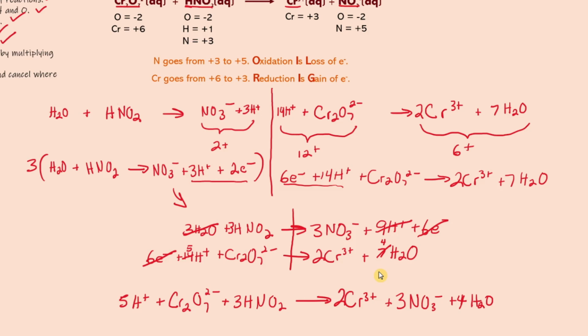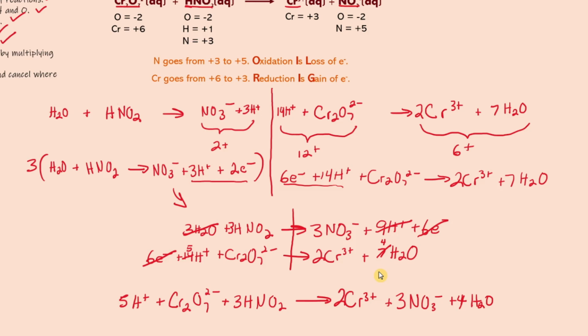Okay, so now as a final check, let's balance everything out and see what we're left with. The first thing we're going to notice is we've got 5 plus 3, we have 8 hydrogens. Here we have 4 times 2, we have 8 hydrogens. For the oxygens, we got 7 plus 6 is 13. Here we've got 9 plus 4 is 13. So nitrogens, we have 3 and 3, and that looks like that's got it.